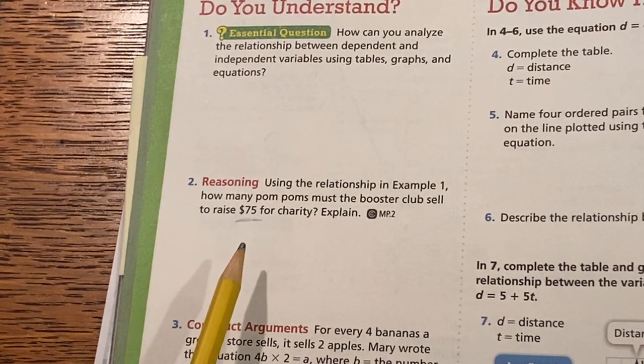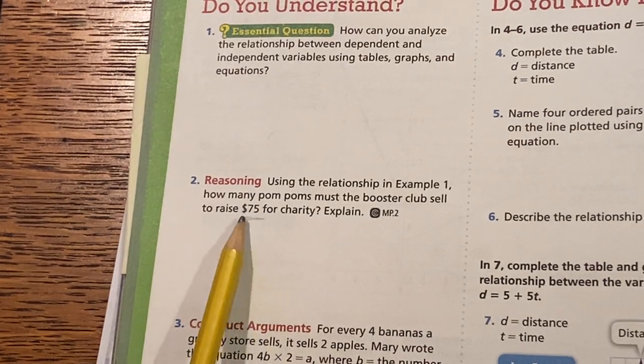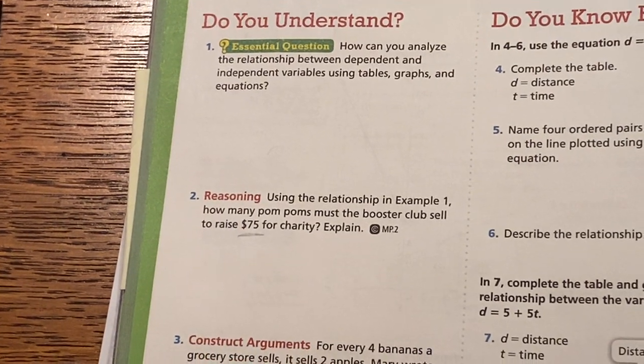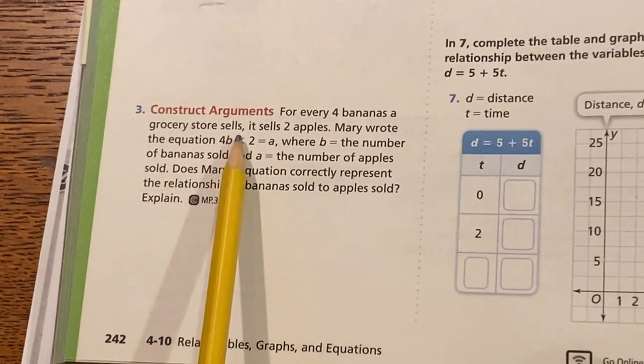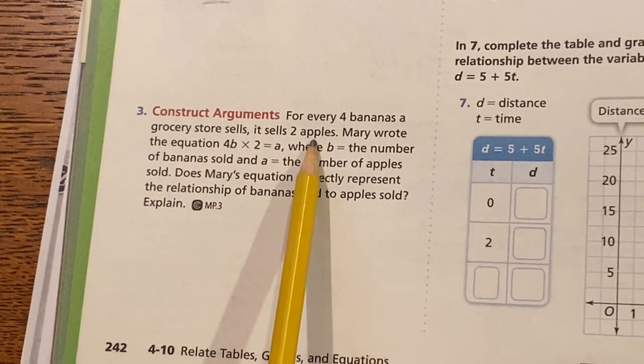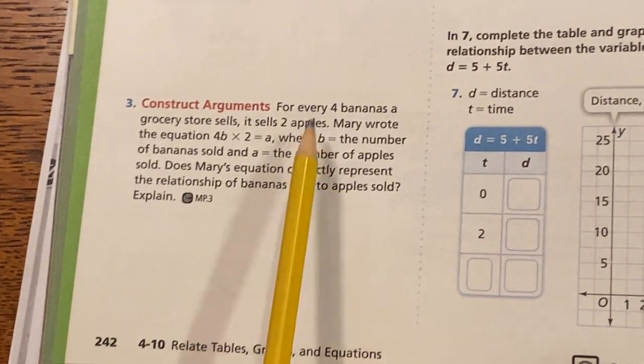We figured out how much they'd have to sell to raise $50. This is for $75. Construct arguments. For every 4 bananas a grocery store sells, it sells 2 apples. That is a really strange piece of data.